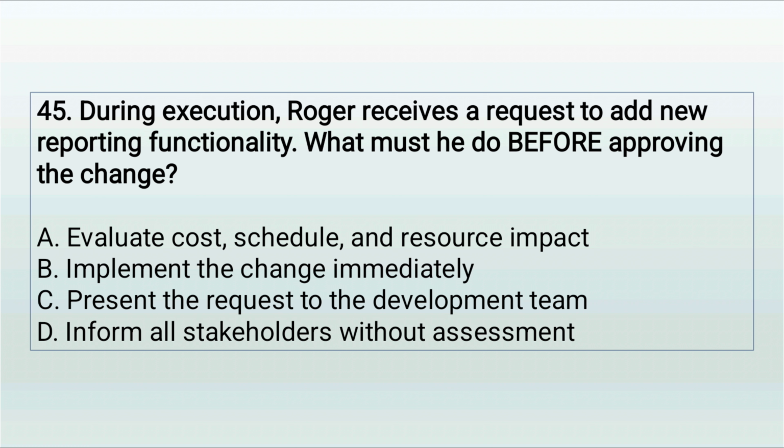45. During execution, Roger receives a request to add new reporting functionality. What must he do before approving the change? A. Evaluate cost, schedule, and resource impact. B. Implement the change immediately. C. Present the request to the development team. D. Inform all stakeholders without assessment.